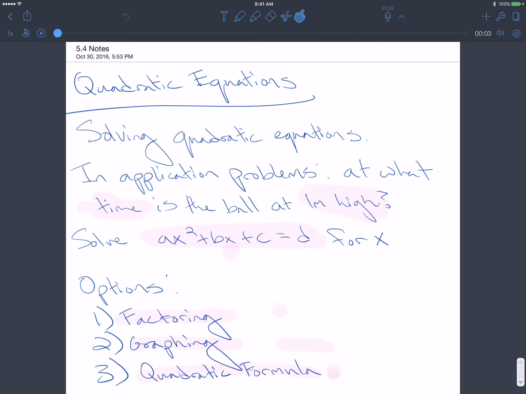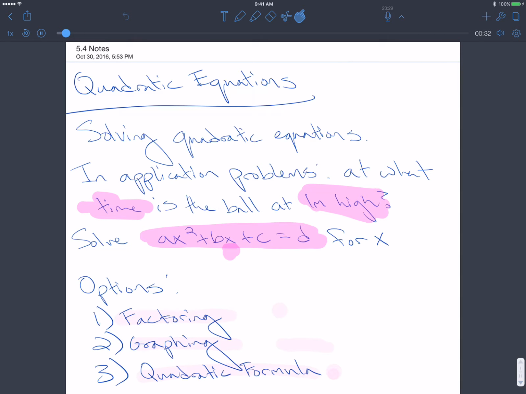5.4 is quadratic equations. We're actually going to solve quadratic equations in 5.4. So before we were asking what is the height at this time, now we're going to be asking questions in relation to those application problems. At what time is the ball at a particular height?